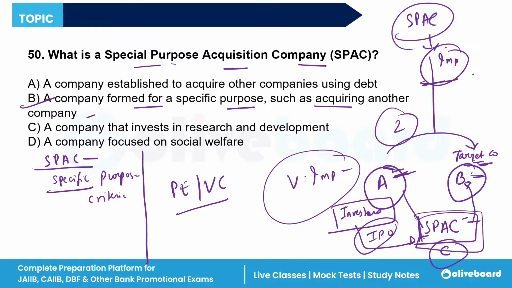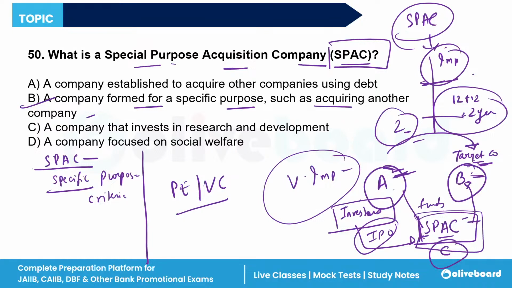Yes, the maximum time period is 24 months, that is 2 years, because 1 year consists of 12 months. If within these 2 years they have not acquired the target company, then the SPAC has to return all the funds which they have taken from the investors. Clear? So this is how SPAC companies work. Today we don't have enough time to explain every concept, so I have just given you an overview. I hope it has been clear to you.